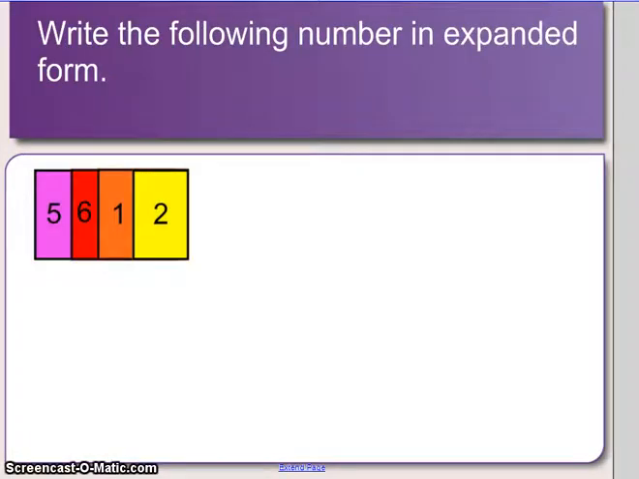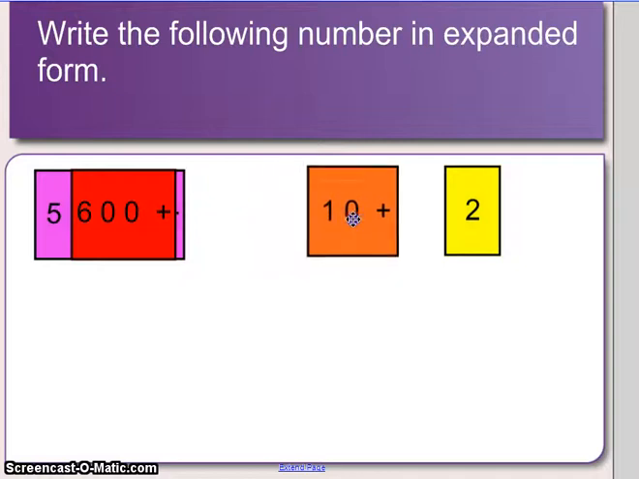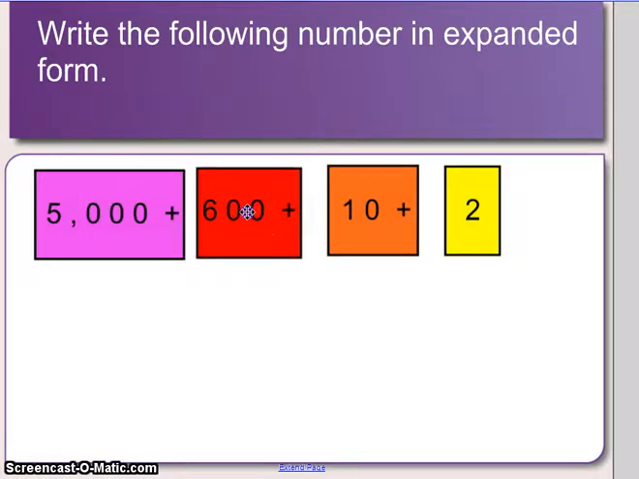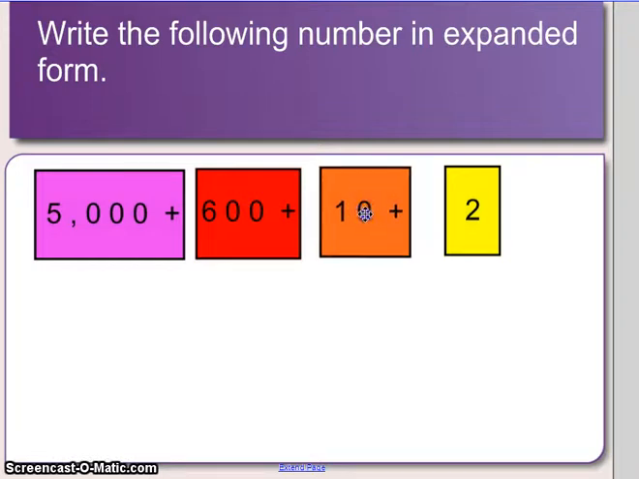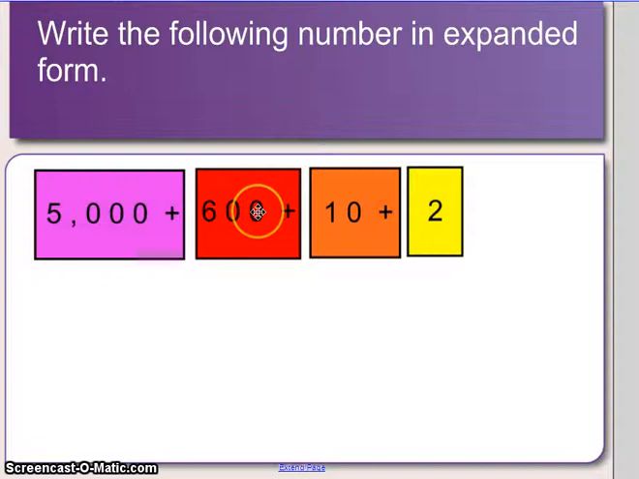So here we go. Write the following number in expanded form: 5,612. Okay, I'm going to move my numbers, and you will see that in expanded form, the number 5,612 can be written as 5,000 plus 600 plus 10 plus 2.